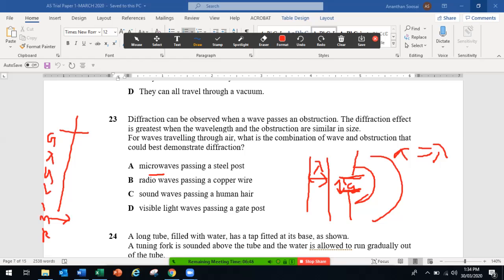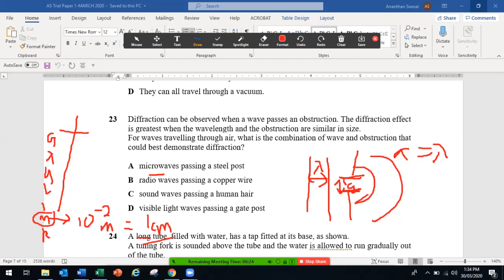Anyone? 1 times 10 to the power... Is it 2? I don't know. -2. -2 meter. How many centimeter? 0.01. So 1 cm. So the wavelength of microwave is 1 cm.